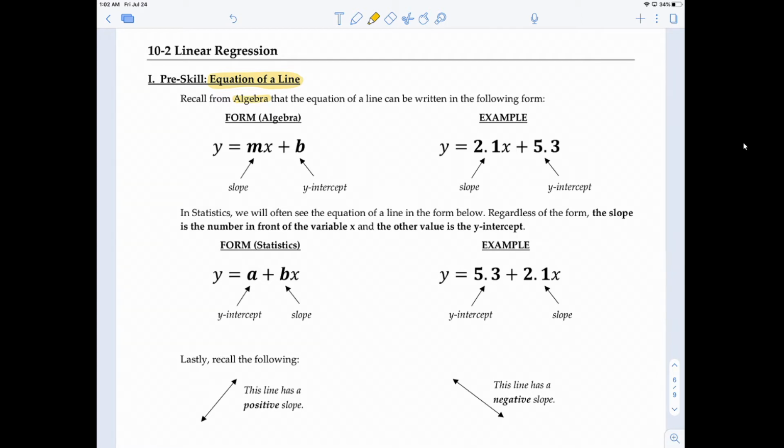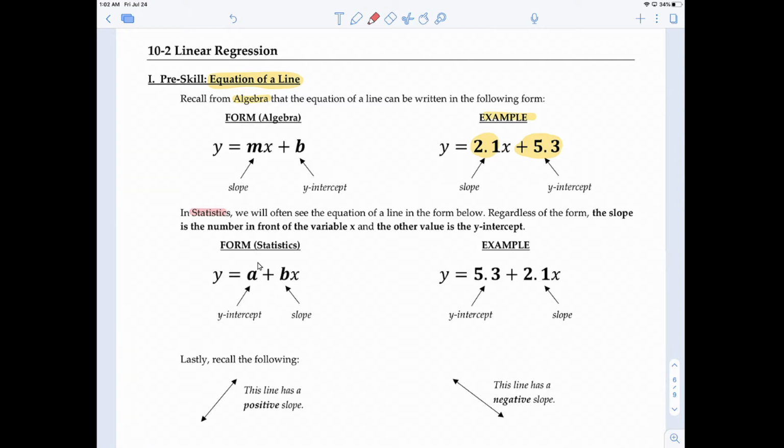So for example, in this example right here, the slope is 2.1, and then the y-intercept is positive 5.3. Okay, so in statistics, very similar in this chapter, we write the equation in the following form, y equals a plus bx. So typically what you find in statistics is that the x term, which here came first, is the second term instead.